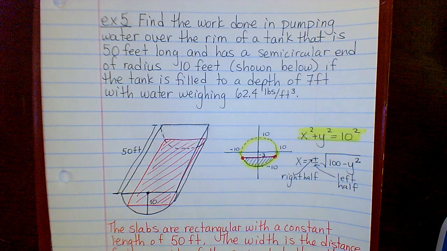That's because the equation of a circle is so much nicer if the center is at 0, 0. You don't want to have to mess with the x minus h quantity squared plus y minus k quantity squared equals r squared business.